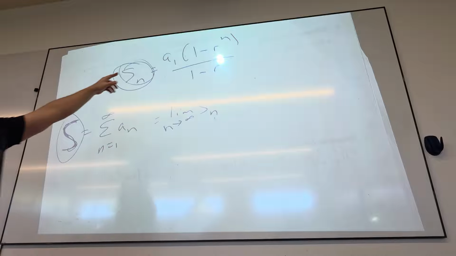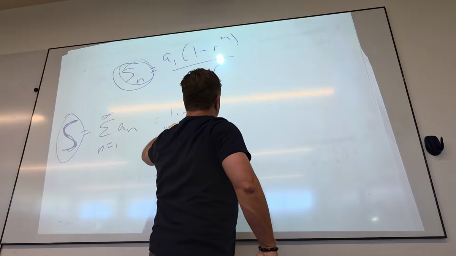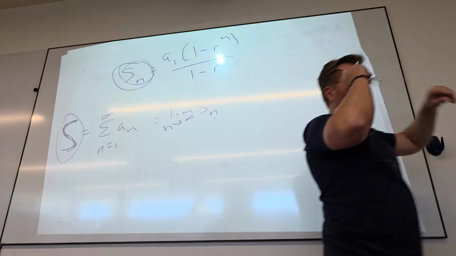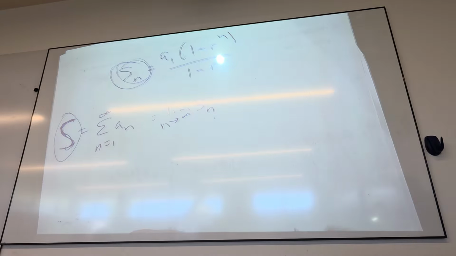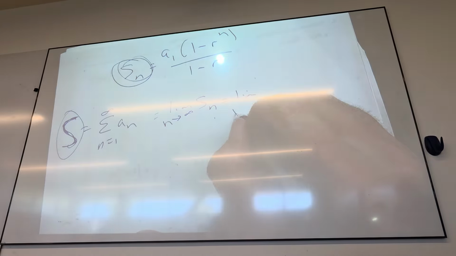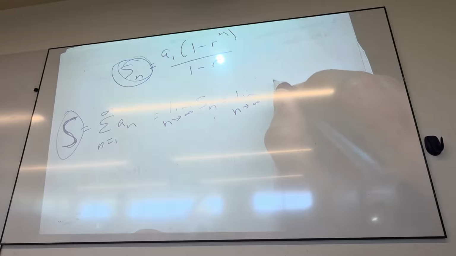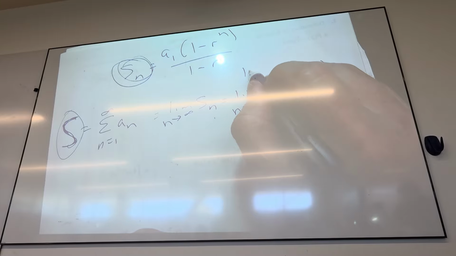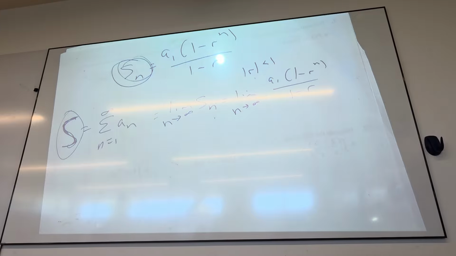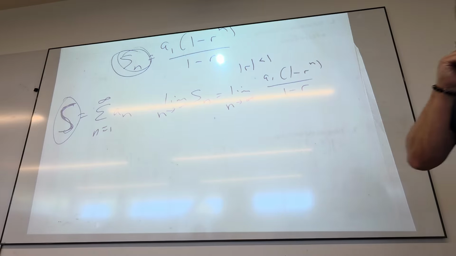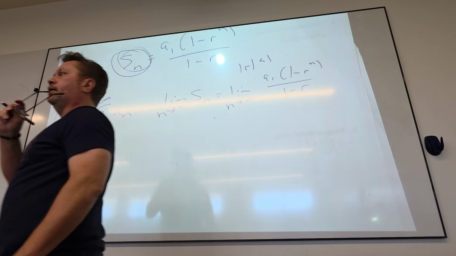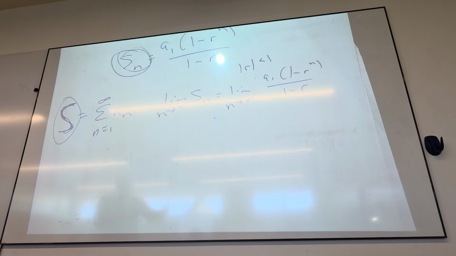So what's got to be true about r then in order for this limit to be finite? r has to be less than 1. Let's be a little more technical. In order for this to be finite, the absolute value of r has to be less than 1. You're good. Because r could be negative. Remember we talked about alternating series? Oh, yeah, sure. I want this to make sense.